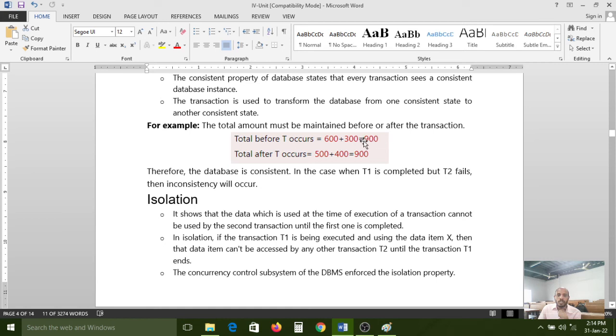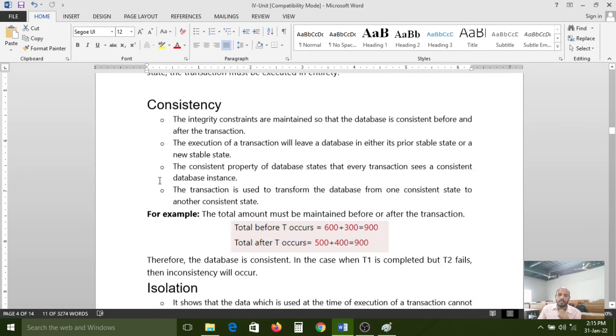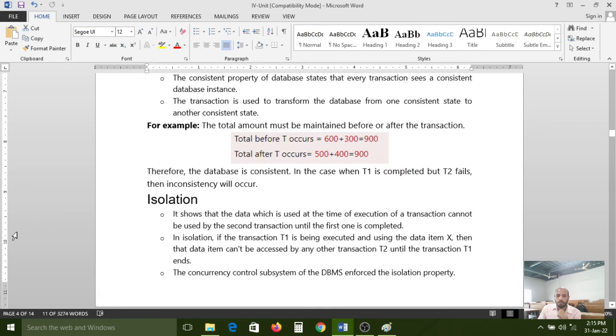Am I correct or not? After the execution, the total amount should match, and that is maintained by the consistency property. After the transaction, 100 rupees is debited from the 600, but that 100 rupees is credited and added to the 300 rupees. So 500 plus 400 equals 900. Got it? After the transaction occurs, the result should be the same. That is the meaning of consistency. Therefore, the database is consistent.